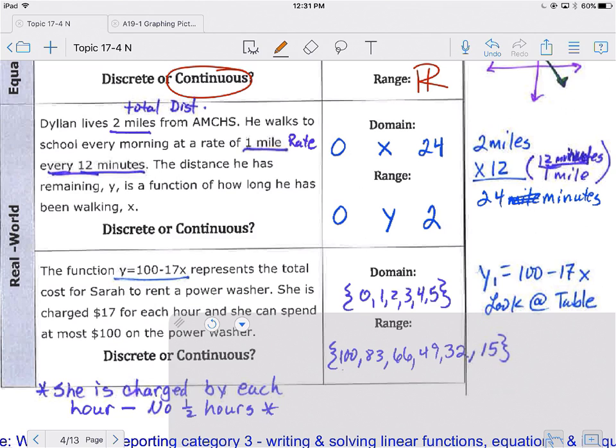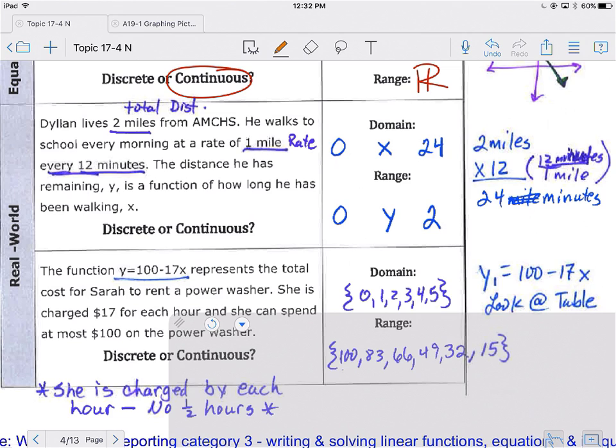So the first thing we need to ask ourselves is, what does x represent? Well, they just told us x is how long he's been walking, and y is the distance remaining. Now, x, how long he's been walking, has to deal with the minutes. He can do 1 mile every 12 minutes. So we need to ask ourselves, is it possible to break this up? Does he walk only in mile increments, or can he walk parts of a mile and parts of the minutes?